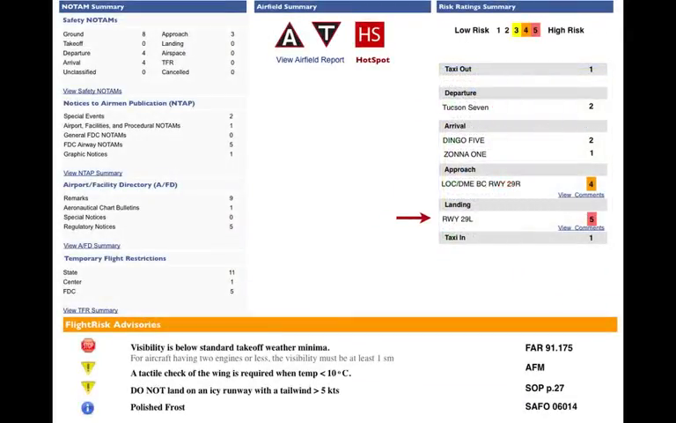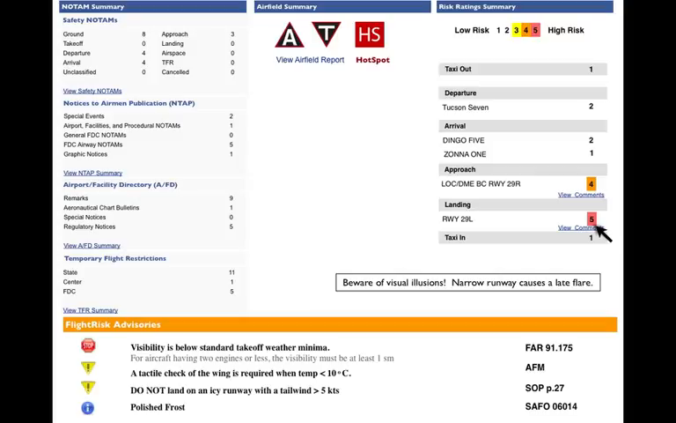For example, notice on runway 29 left was rated a 5. To find out why, click on the View Comments link. The landing on this runway was considered high risk because of the visual illusions. You now have some important information that can help mitigate the risk. For example, you may choose to land on a wider runway.